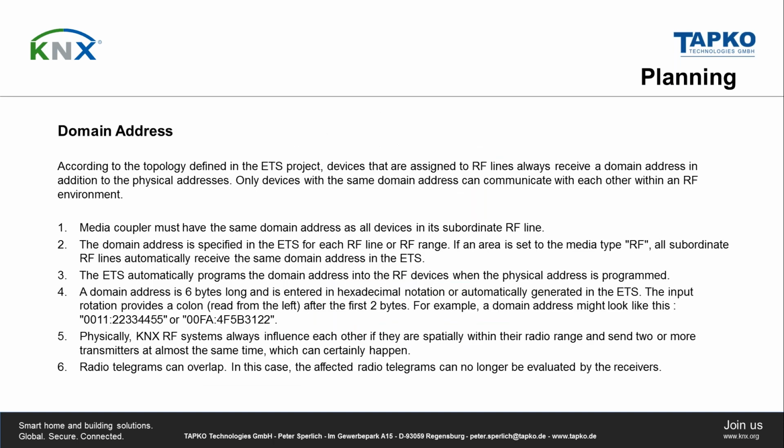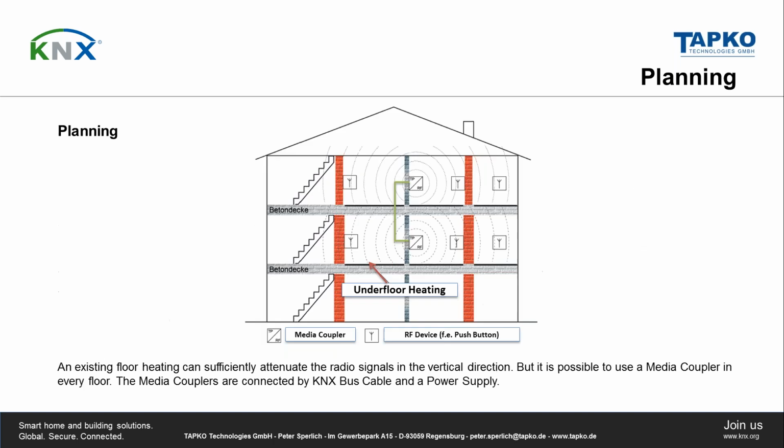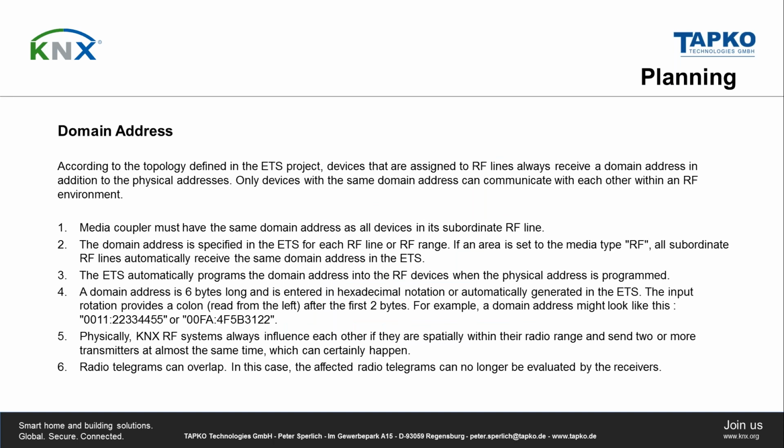When you have, for example, one family living on the first floor and the next family living on the second floor, it should not be possible that one device is disturbing the other device. Or when you're switching the light in the living room, Miss Müller, you are not sending telegrams to the other floor. So for this, in the ETS, there is a so-called domain address.